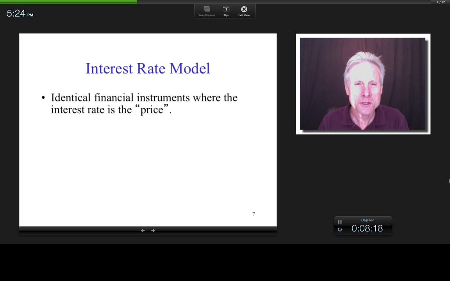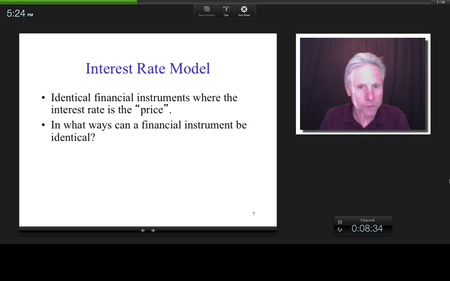So if we go back to this, it's going to be very similar, or identical conceptually, to the interest rate model, basically a ratio of prices. But as I mentioned, of course, the financial security or instrument has to be identical.